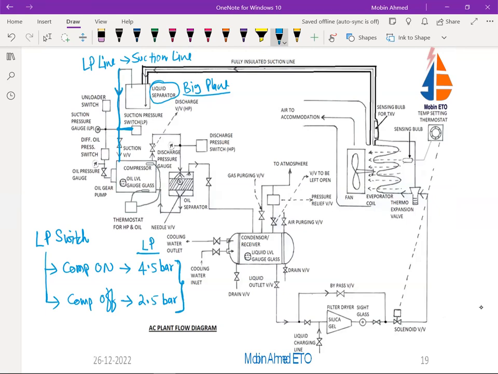Now, this is the LP switch. It is a simple switch. One line of pressure is given to the switch, and the switch is going to work between 4.5 bar and 2.5 bar. How this LP switch looks, if you have seen it, it's okay. If you have not seen it, I am going to show you.